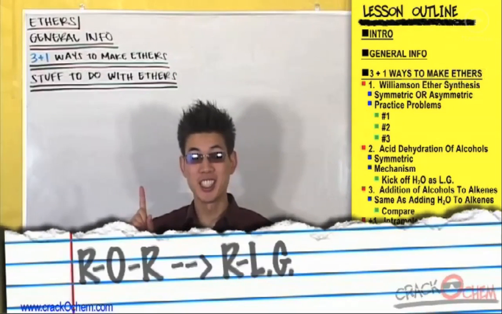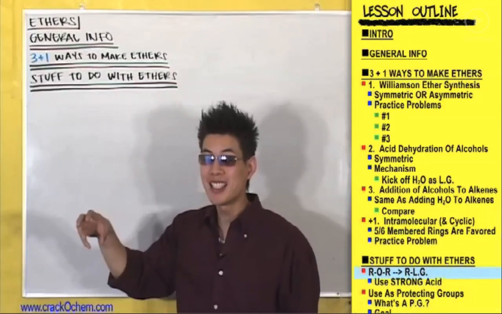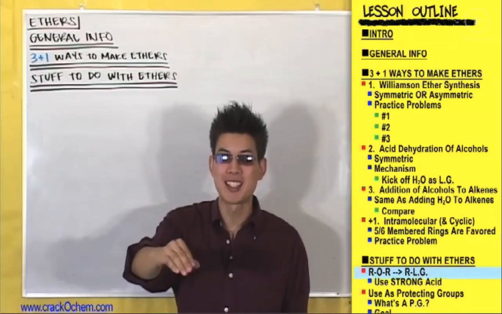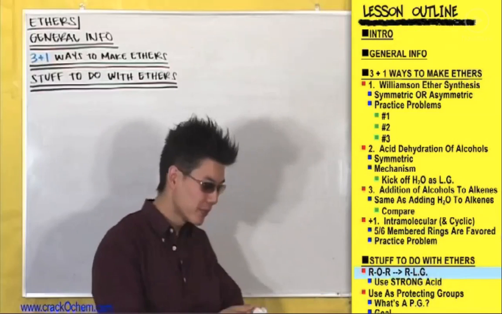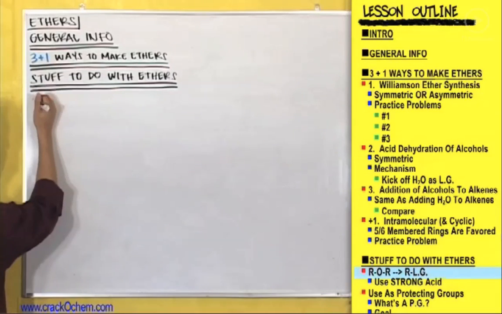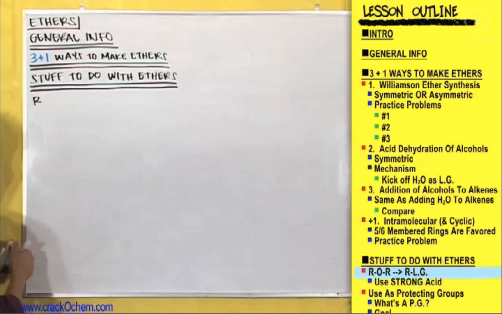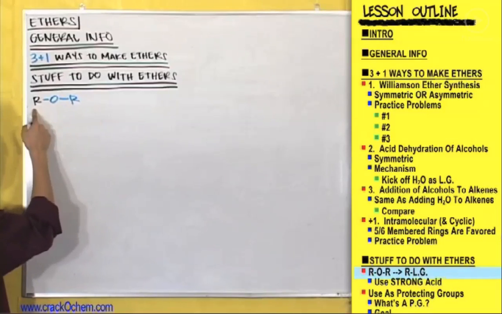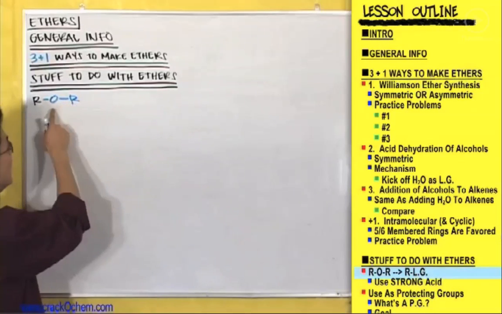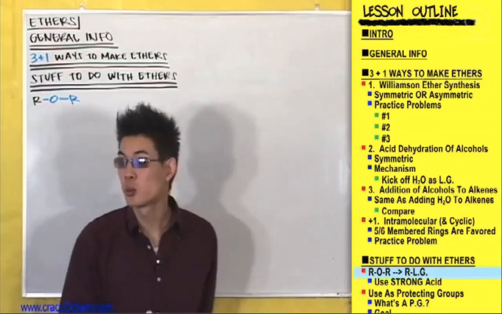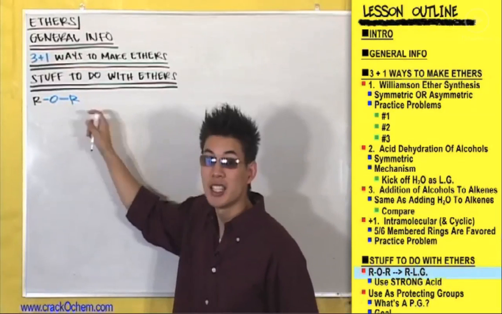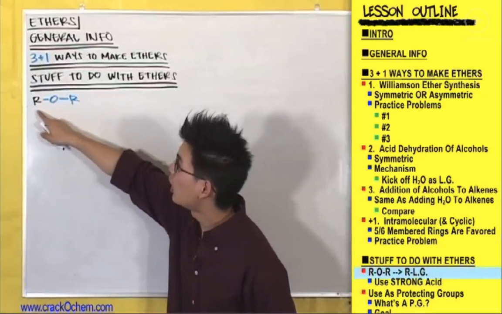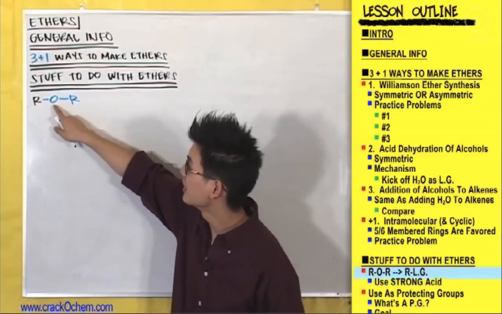Okay, so the first thing I'm going to show you that you can do with ethers is take an ether and turn it into a more reactive compound so we can do substitution reactions on that more reactive compound, okay? So we're going to go ahead and take an ether, which I'm going to abbreviate R, O, R, an oxygen between two alkyl groups. And the reason I'm coloring this O and this R in blue is because we're going to be changing this O and this R into a good leaving group. Okay, so we're going to put a good leaving group onto this alkyl group in place of this OR, okay?